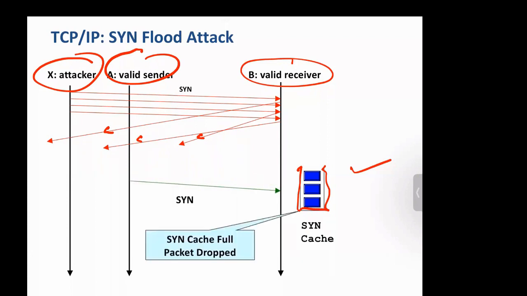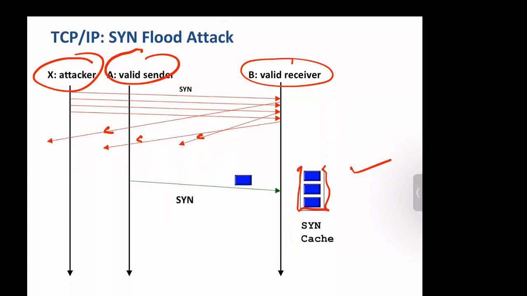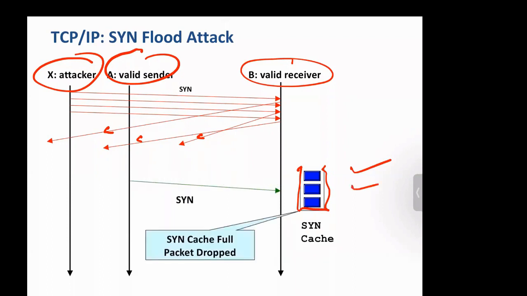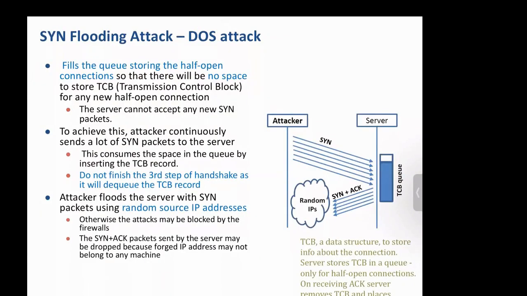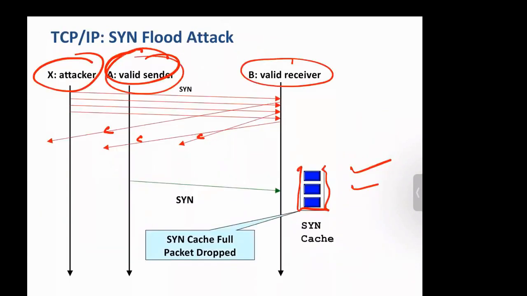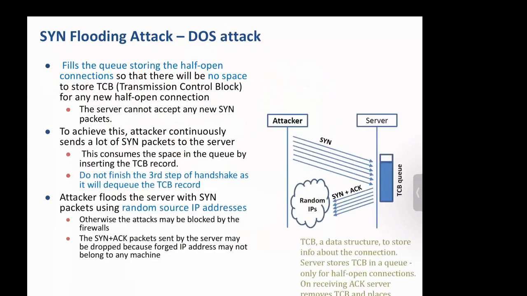And now a valid sender sends a connection request, and since the cache is full, the data is lost. It means the valid sender cannot establish a connection. Okay, the same thing is shown here. Please read through this.